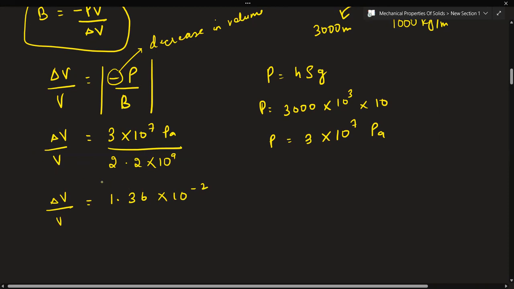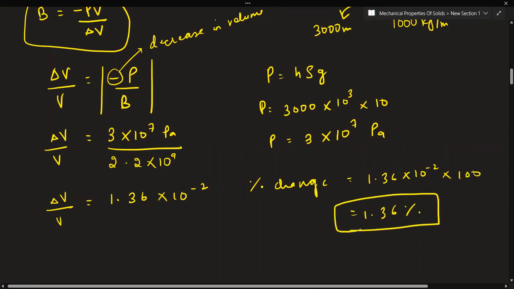There may be minute calculation errors which you'll be able to overcome with practice. And if the question asks you for the percentage change, then simply multiply this whole term by 100. 1.36 into 10 to the power minus 2 into 100 would give you just 1.36%. If the question asks for percentage change, just do this. Okay, just note this portion.